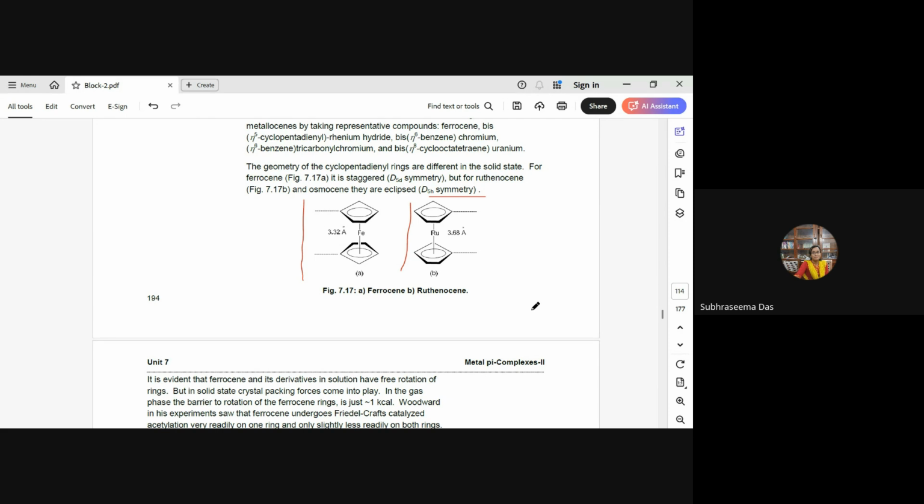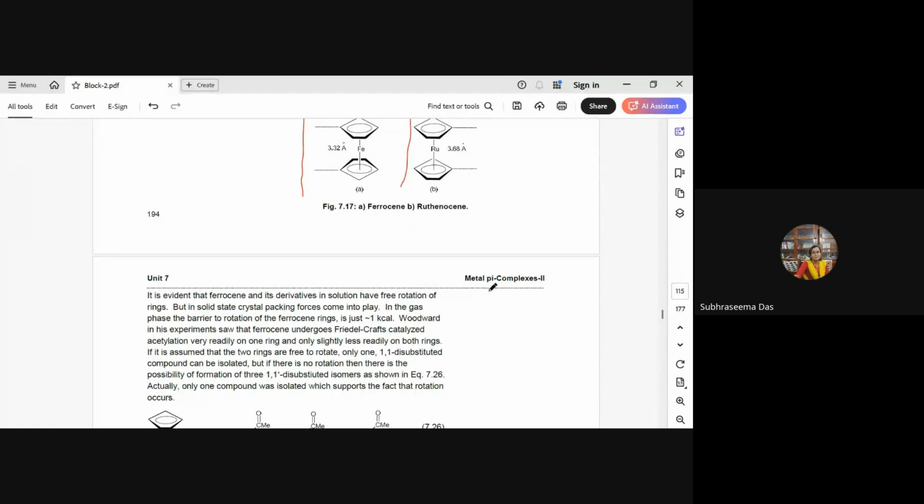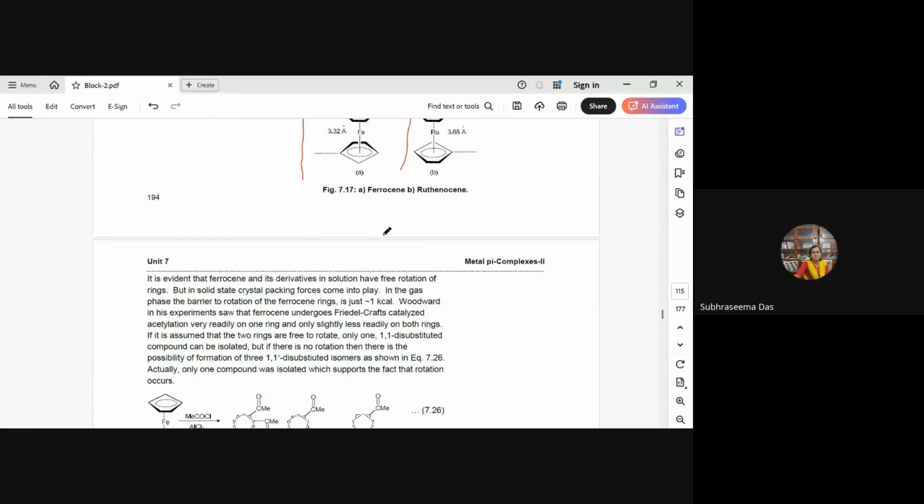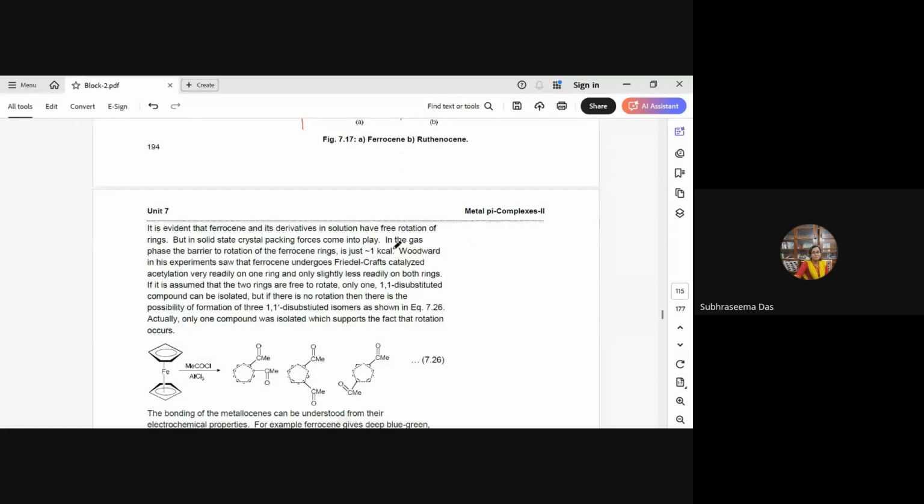It is evident that ferrocene and its derivatives in solution have free rotation of the rings. So if you look into ferrocene, the rotation of the Cp rings is free. But in the solid state, the crystal packing force comes into play. In the gas phase, the barrier to rotation of the ferrocene rings is just 1 kilocalorie.